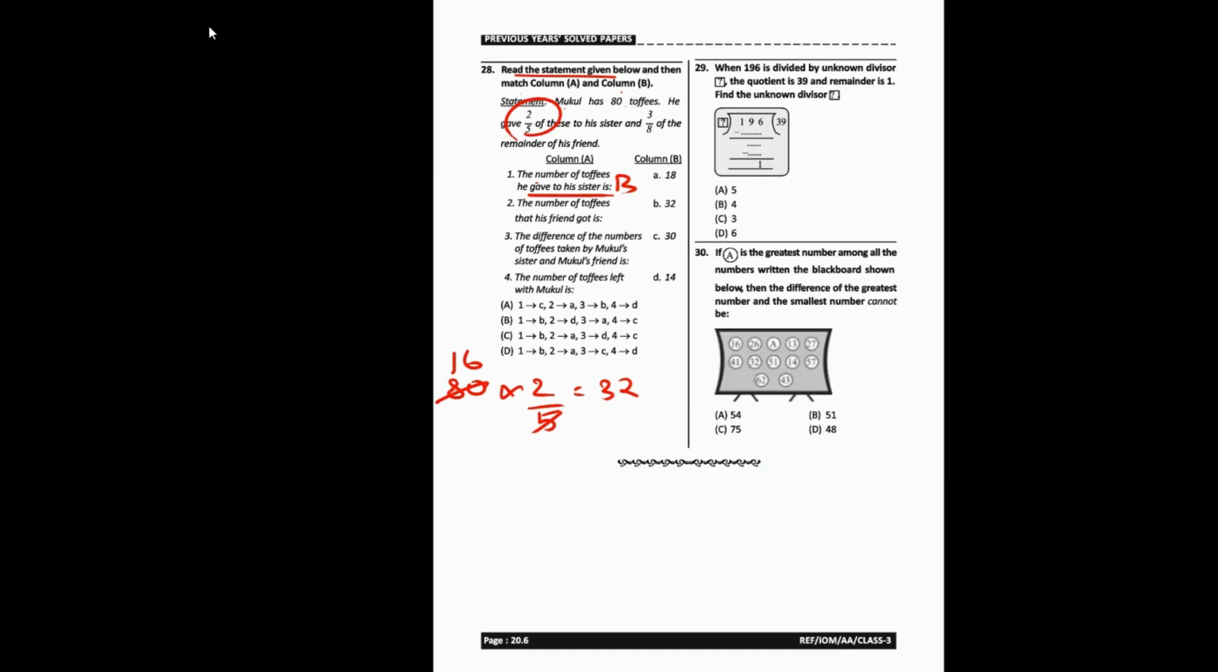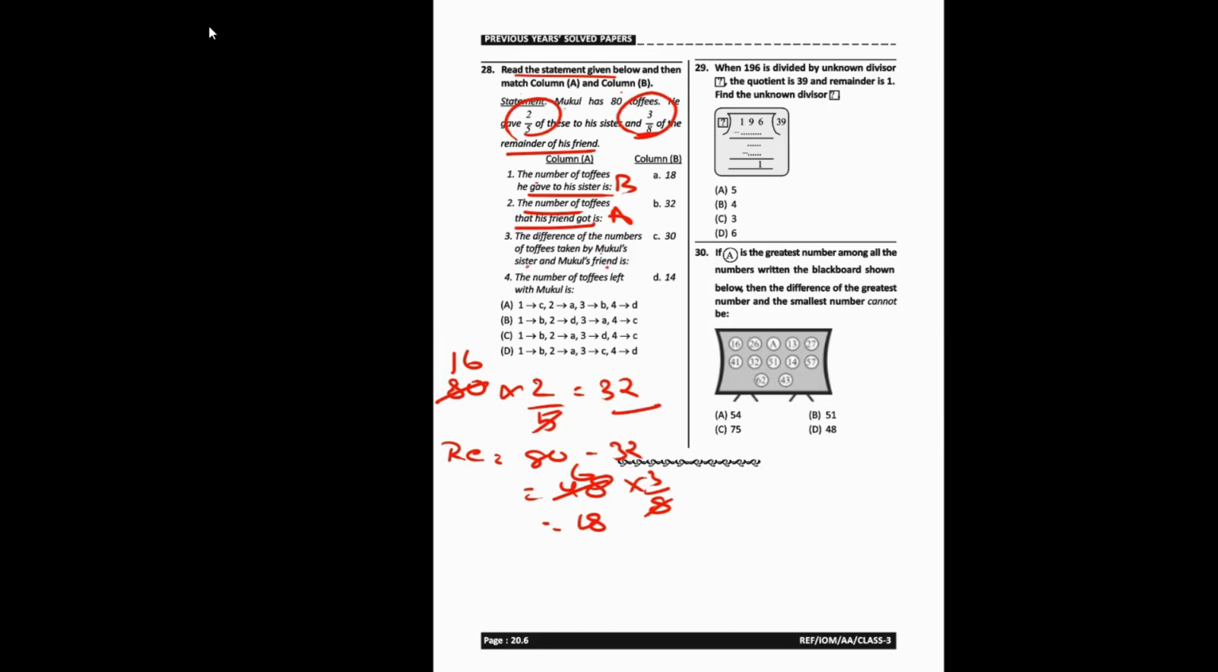Okay. After giving this, of the remainder, he is giving 3/8. If 32 is given to his sister, then what remains? 80 minus 32, that's 48. Of this 48, 3/8 is given to his friend. So 3/8 of 48 is what? 8, 6 times 48. 6 into 3, 18. So how many toffees did he give to his friend? 18. That's option A.